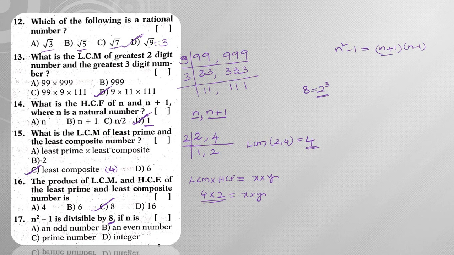So if you want this particular number, n plus 1 into n minus 1, to be divisible by 8, this particular n value should be odd. If you say prime number, then this n can be 2. So 2 is an even number, right?